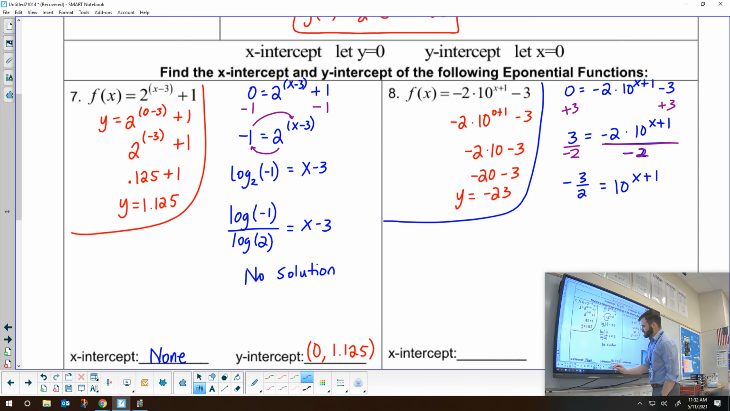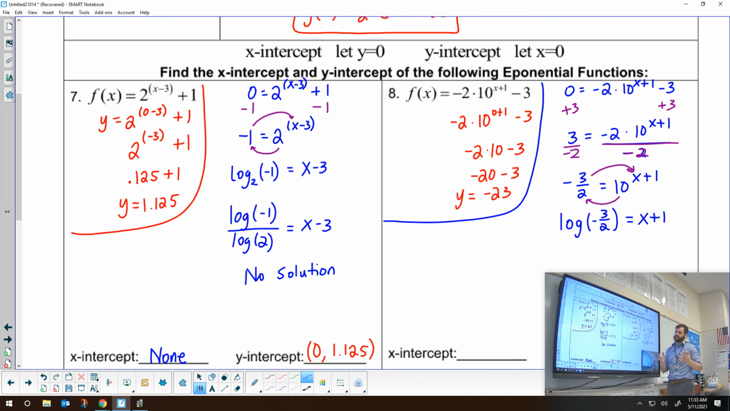I can rewrite this as a logarithm now and go log base 10 of -3/2 equals x plus 1, which I can just write as log of -3/2 equals x plus 1. So remember, for this logarithm, we don't have to write the base because my base is just 10. Secondly, we're taking the log of a negative again.